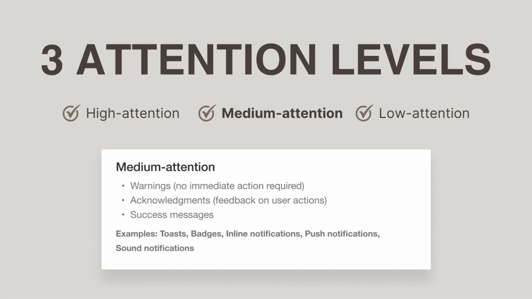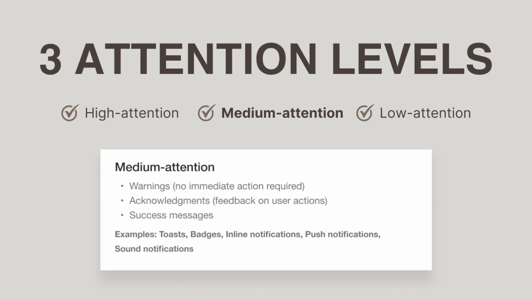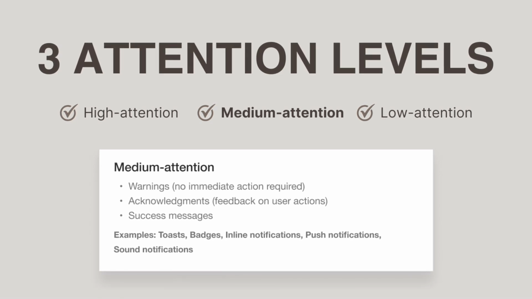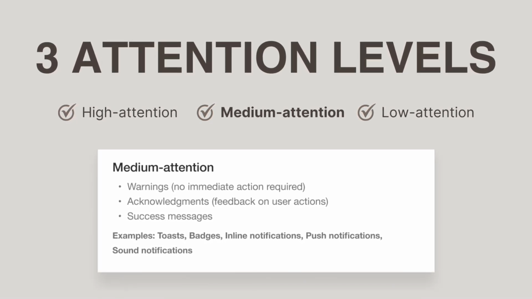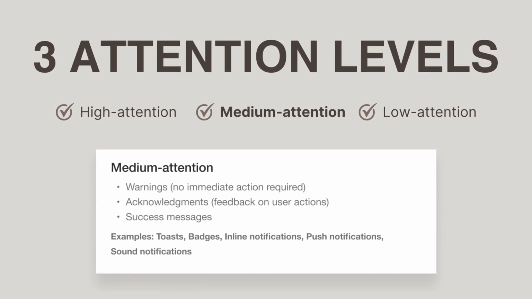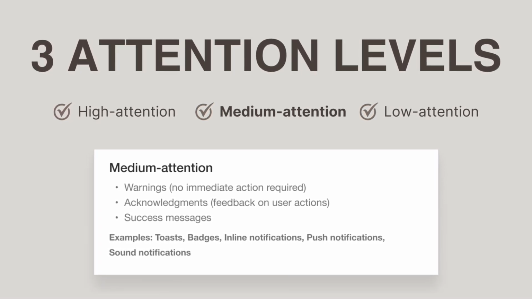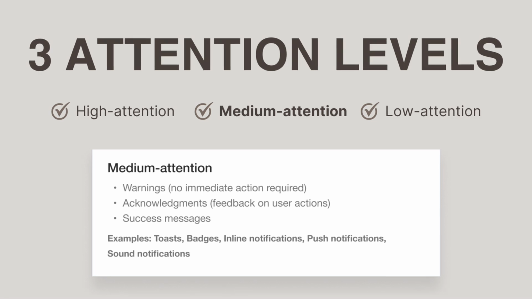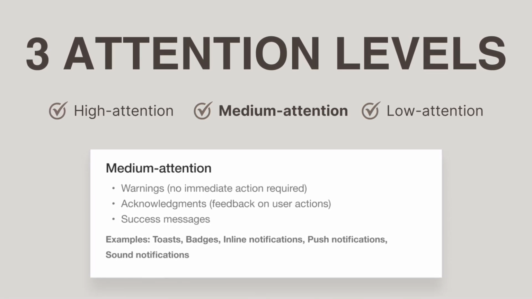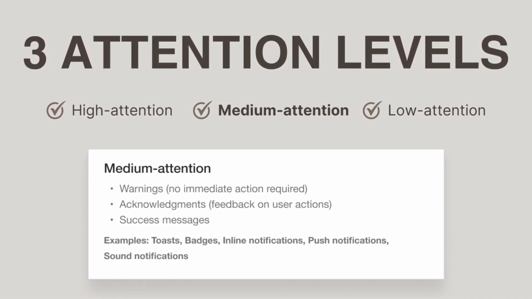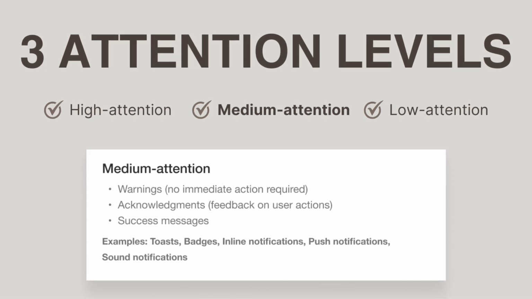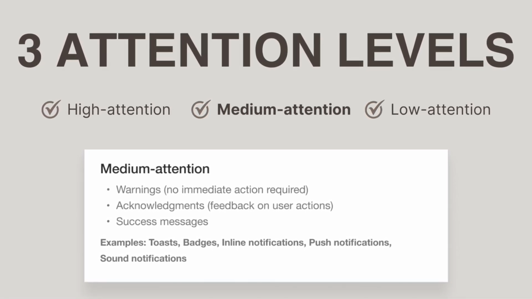So yeah, the next attention level we are going to talk about is medium. Medium attention notifications are used for warnings. So here, you don't have to take immediate action compared to the first one, where you need to do something right now. Something like warnings, like, your subscription is ending in 5 days. You know, it's a warning. You're not saying, do something right now, because you really don't have to do that thing right now.